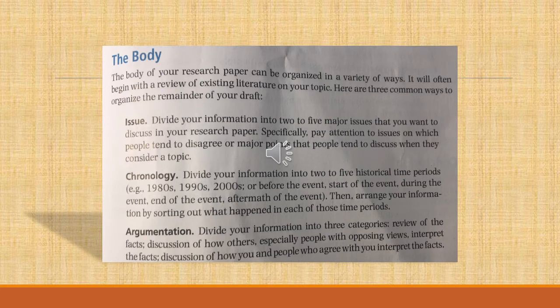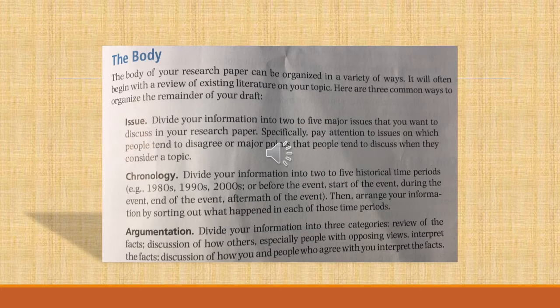Okay, so looking further into the research essay, we could break it down as the following: the body, following similarly to other essays we've written already. The body of the research paper can be organized in a variety of ways. It will often begin with a review of existing literature on your topic. Here are three common ways to organize the remainder of your draft.